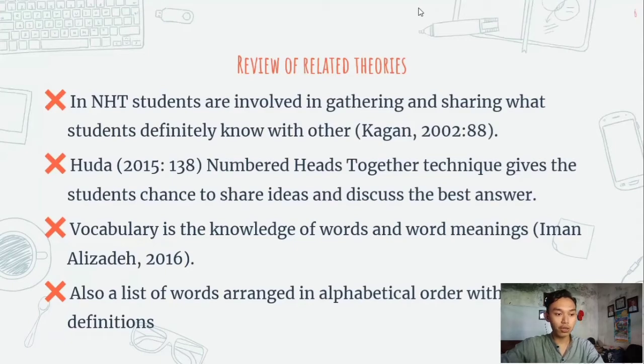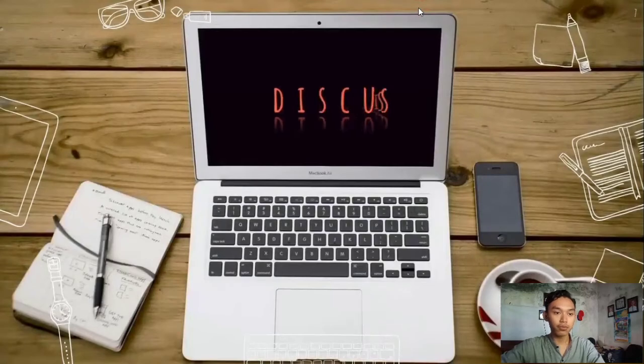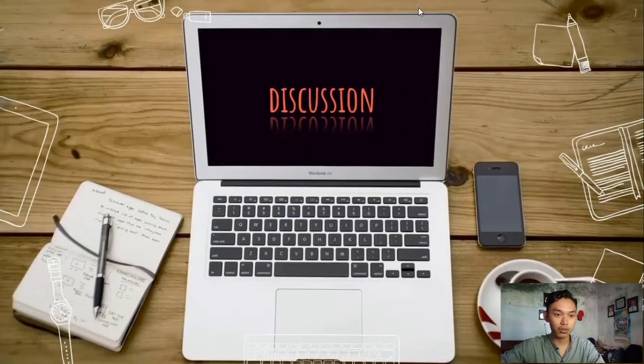And according to Iman Alisa 2016, vocabulary is knowledge of words and word meanings. In addition, vocabulary is also a list of words arranged in alphabetical order with their definitions. Okay, now we directly jump into the discussion.